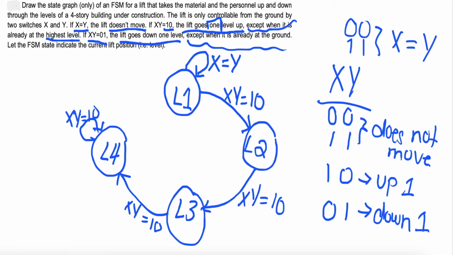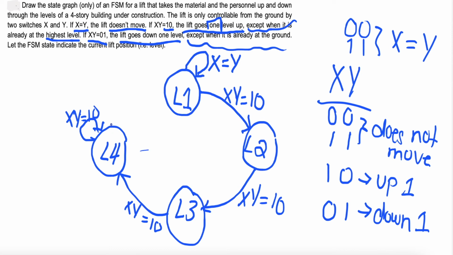Okay? Now, let's start going backwards now. So we did all the forward ones from level 1 to level 4. Now let's go from level 4 to level 1. At level 4, we have xy is equal to 1, 0 already done. Now, what happens if x is equal to y? We have the lift doesn't move, right? When it's 0, 0 or 1, 1.